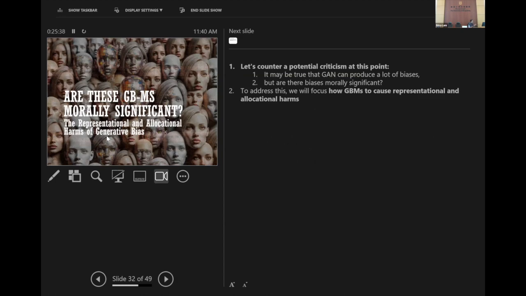So let me stop here to counter a potential criticism at this point. One critic may say, yeah, I agree with you, GAN may generate this enormous amount of unexpected, uninterpretable generative bias. But are these biases morally significant? To address this, let me focus on how these generative biases can pose representational and allocational harm.